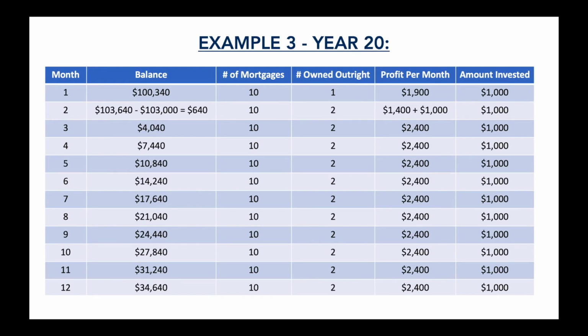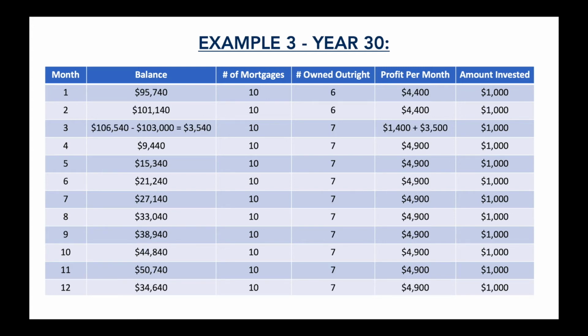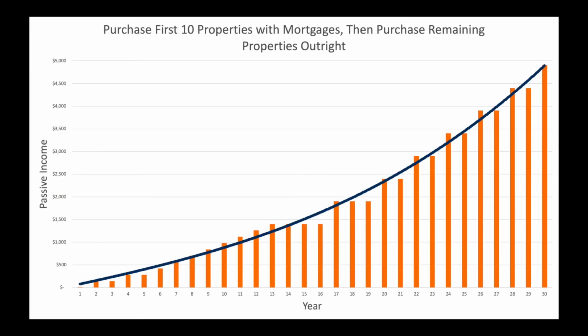In year 20, you get your second property purchased outright, and your profit per month increases to $2,400. And then finally, in year 30, you get your 7th property owned outright, and your profit per month increases to $4,900. Now, if you think about the $4,900, you'll recognize that it is significantly more money than you get if you were to purchase all of your properties outright instead of using any mortgages. However, it is also significantly less than you would have per month if you purchased all of your properties using mortgages. Here's a graph similar to the ones we've had in the past.